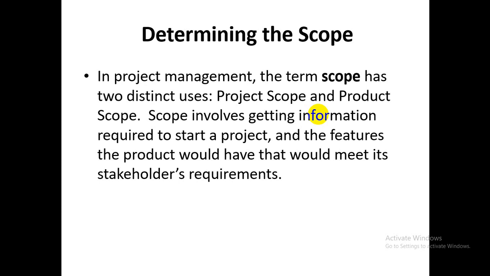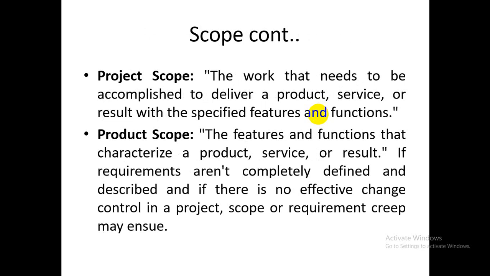So here, instead of looking at the coverage as a whole, we are looking at it in different ways, whereby we look at the features of that particular project, and we look at other information that will be required to start the project. And this information should work accordingly to fulfill the requirements from the users or from the stakeholders. As we said, we have two kinds of scopes here. We have the project scope and the product scope.